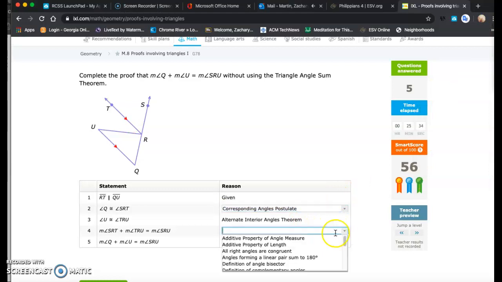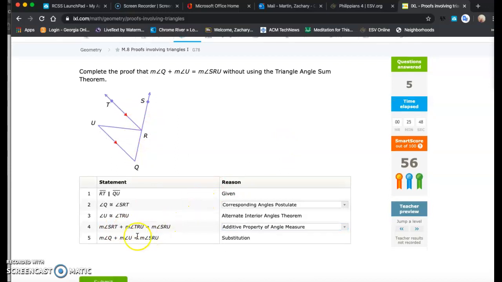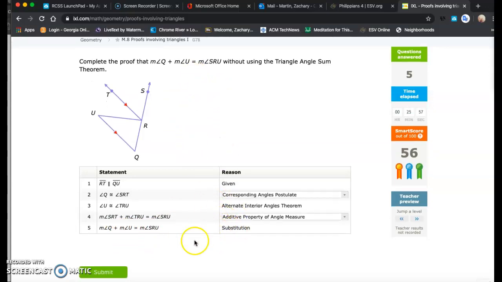Different textbooks and different websites have different statements for that, but it's just the additive property of angle measure. That's all that is. That the measure of the big angle is equal to the sum of the measure of the two smaller adjacent angles. And then, of course, the measure of angle Q plus the measure of angle U is equal to the measure of angle SRU. That's what we were trying to prove earlier. We have that proven there using substitution.